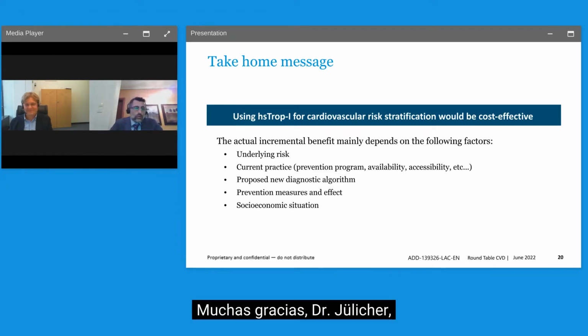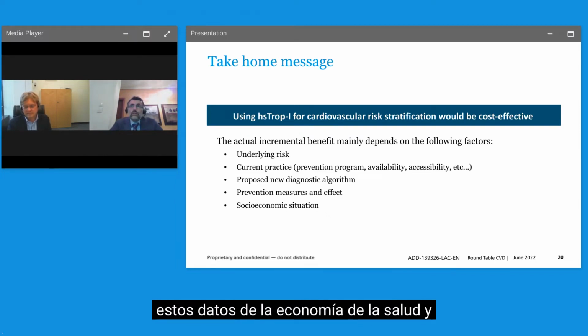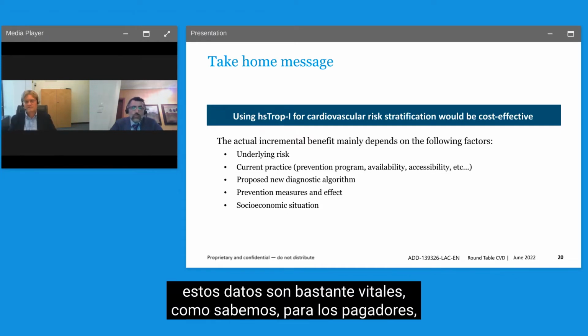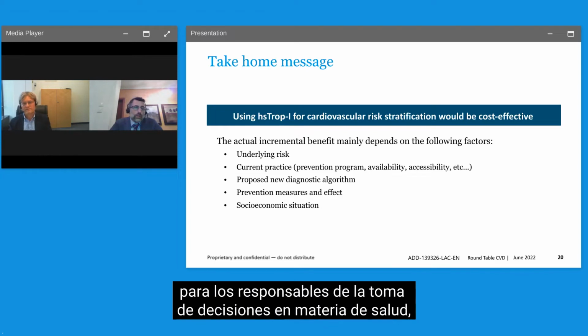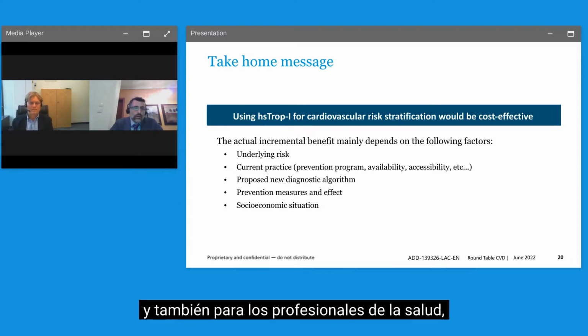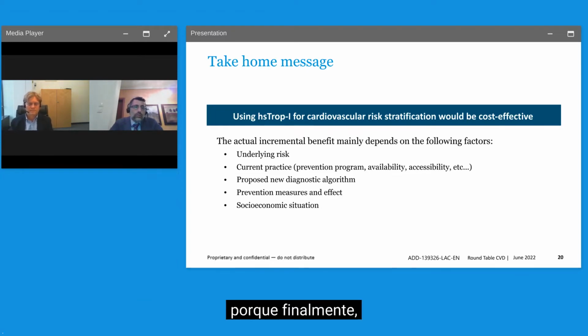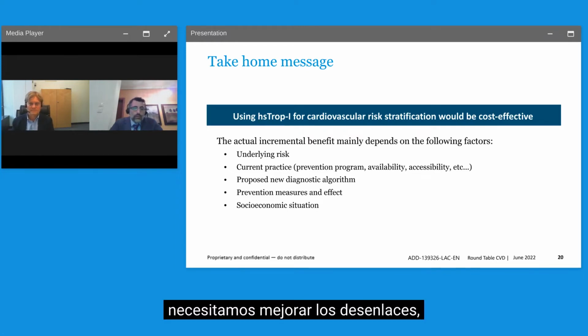Thank you so much, Dr. Jülicher. Very interesting data. It's great to see this health economics data and to see how this cardiac biomarker is cost effective. And the other thing is this data are quite valuable, as we know, for payers, for health decision makers, and also for the healthcare professionals. Because at the end of the day, we need to improve the outcomes, the cardiovascular outcomes. So thank you so much. We have time after the presentation for questions.